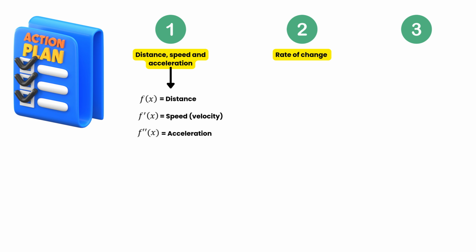Group 2, rate of change. This means how something changes. We can measure change between 2 specific points, for example, between 3 seconds and 7 seconds. That's an average, so for speed, it would be the average speed between those 2 times. To find it, use the usual slope formula.